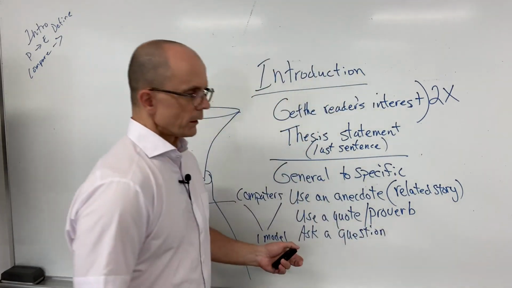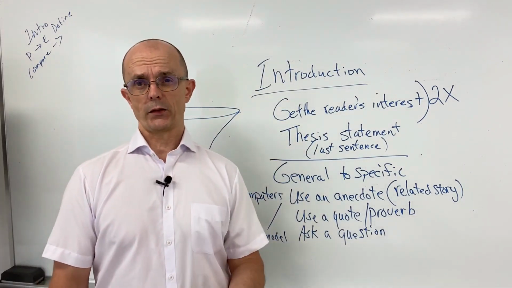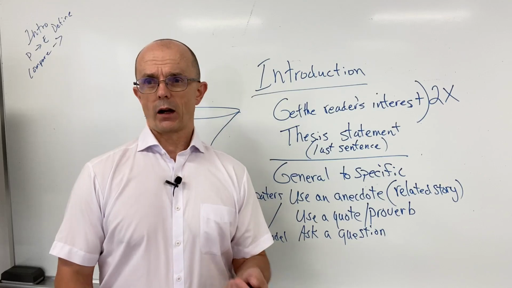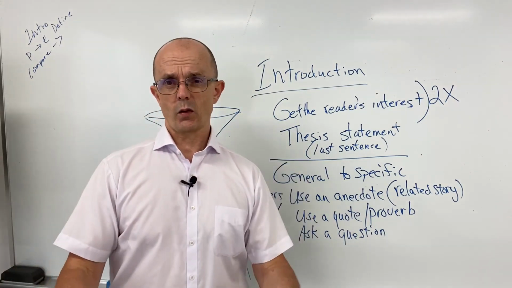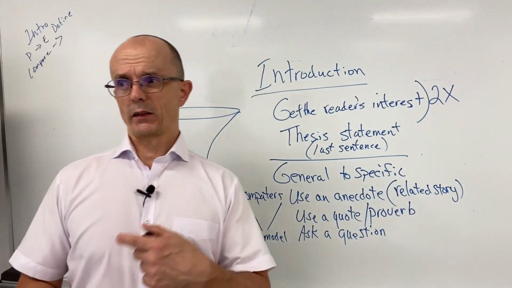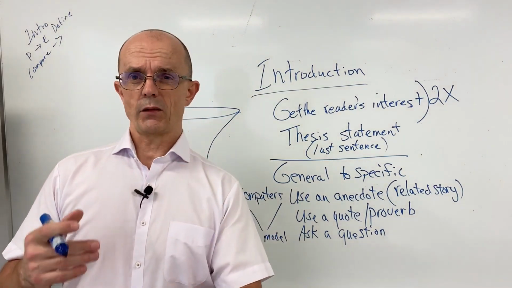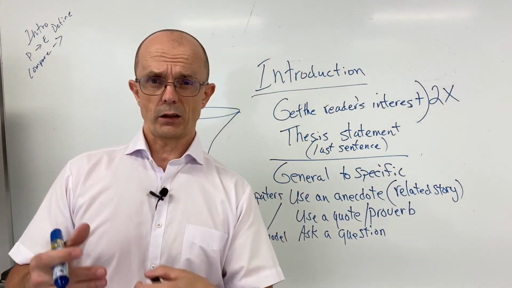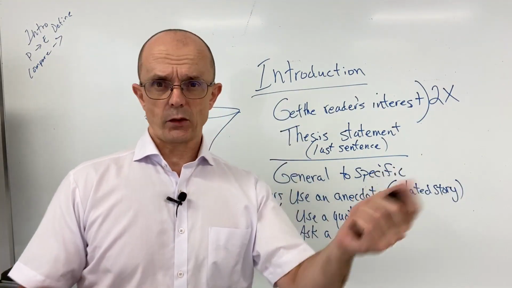Ask a question. This is by far the easiest way to get interest. It doesn't matter, our brain is kind of designed to do this: if someone asks you a question, it will try to answer the question. So especially in writing, if someone uses this even in their presentation, right? If someone asks a question, then you will try to answer it.